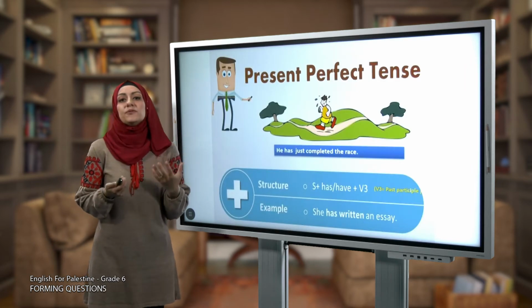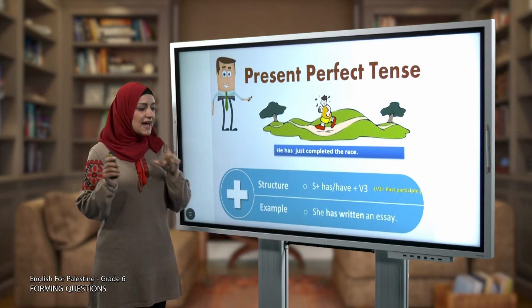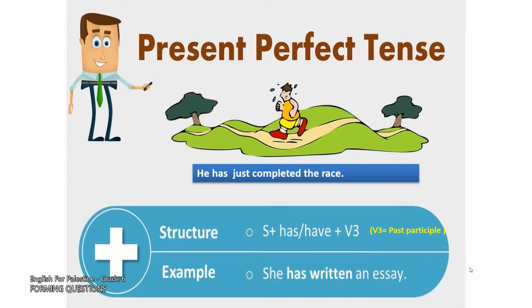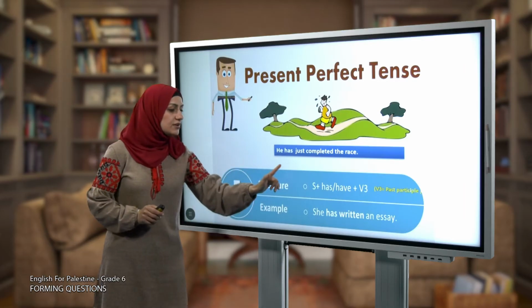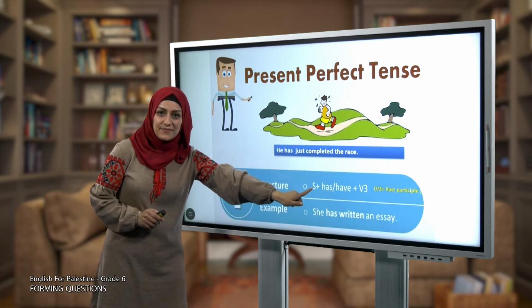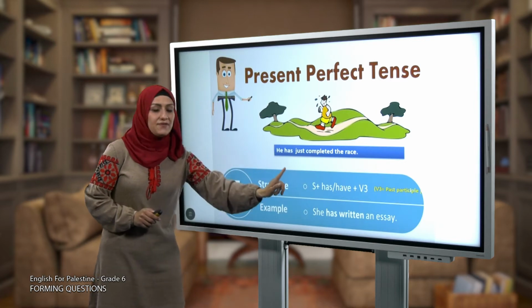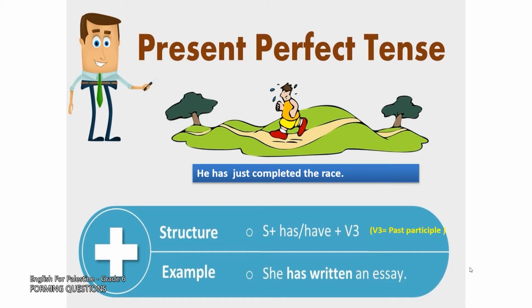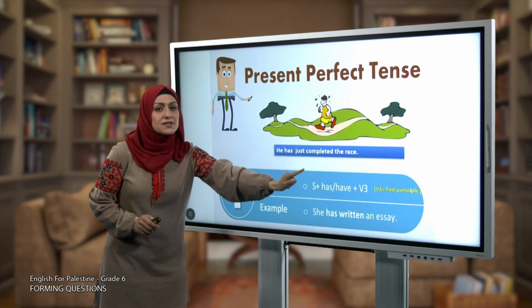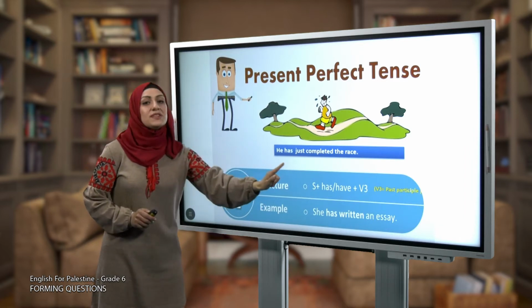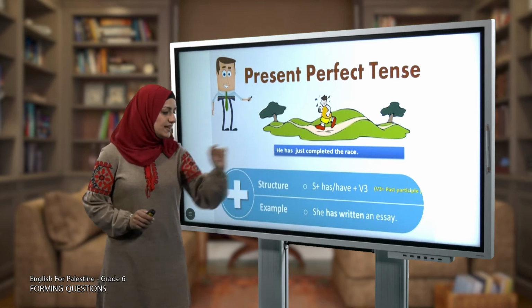Now let's learn how we form the present perfect tense. As you know, when we want to form the present perfect tense, we use has or have plus verb 3. Using has or have depends on the subject. If I have a singular subject, I usually use has. If I have a plural subject, I use have. So we have a subject, has or have, plus verb 3, or the past participle of the verb. As you know, we have verb 1, verb 2, and verb 3. Today, with the present perfect, we use verb 3.